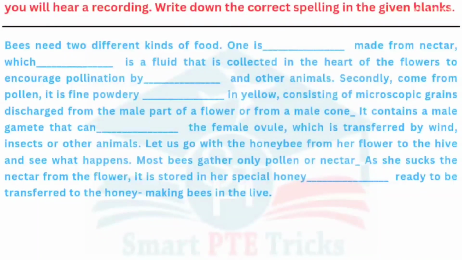Let us go with the honeybee from her flower to the hive and see what happens. Most bees gather only pollen or nectar. As she sucks the nectar from the flower, it is stored in her special honey stomach, ready to be transferred to the honey-making bees in the hive.